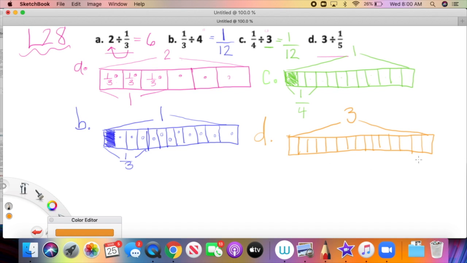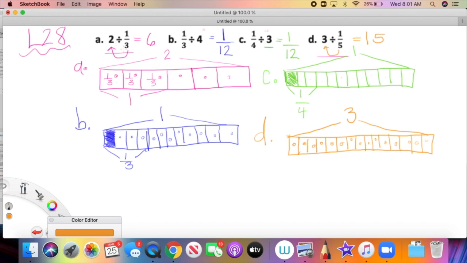So here, when we're dividing 3 by 1/5, what we're asking ourselves is, how many 1/5 fit inside of 3? Let's count. 1, 2, 3, 4, 5, 6, 7, 8, 9, 10, 11, 12, 13, 14, 15. We have 15. Interesting. So let's look at the pattern that we see here. 2 divided by 1/3 is 6. 3 divided by 1/5 is 15.